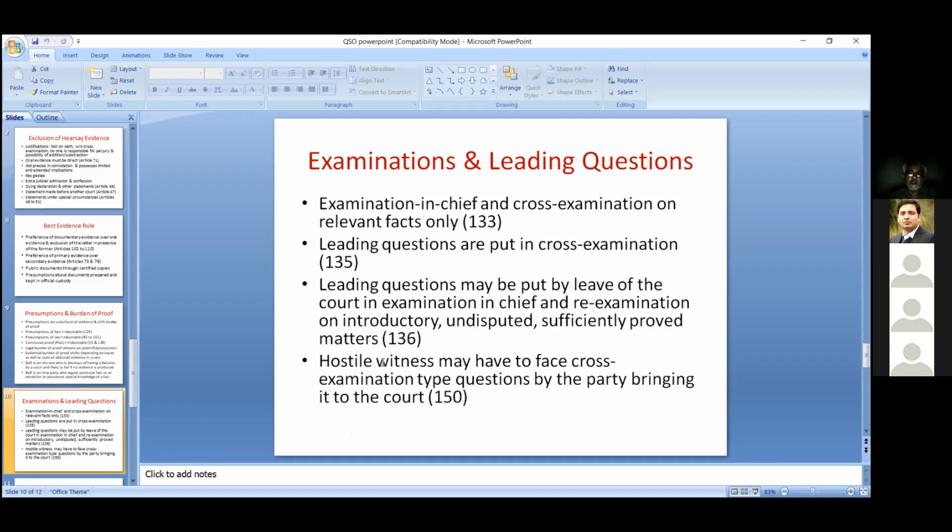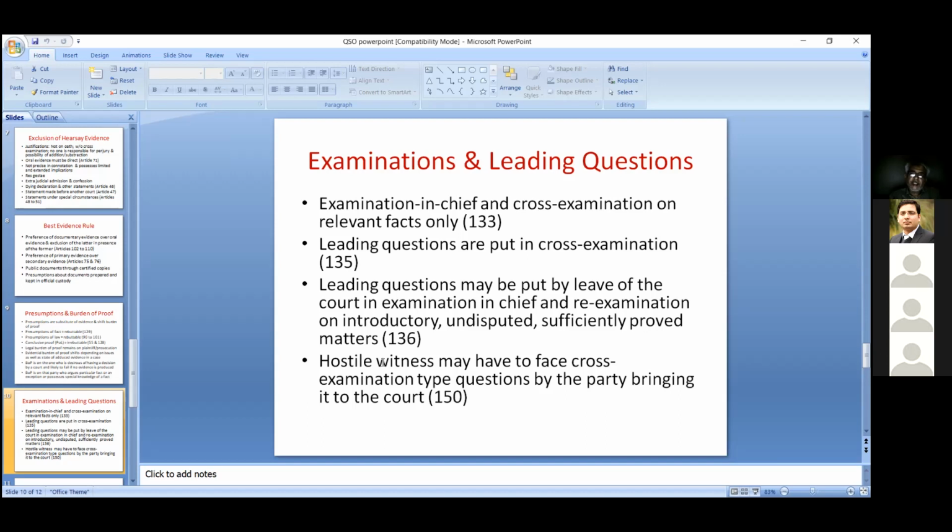Witnesses, when they are produced before the court, are questioned by the attorneys or advocates who are representing different parties. So when a witness is before the court and is questioned by the party who has brought that witness to the court, this is known as examination in chief.